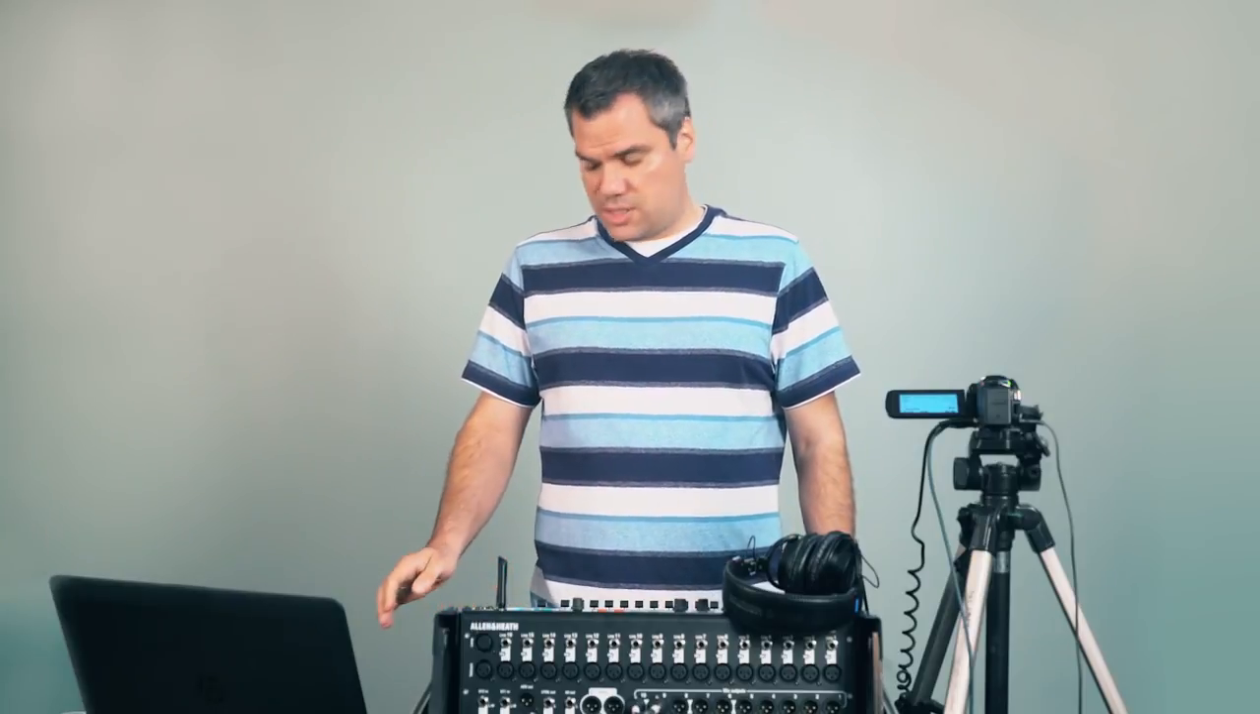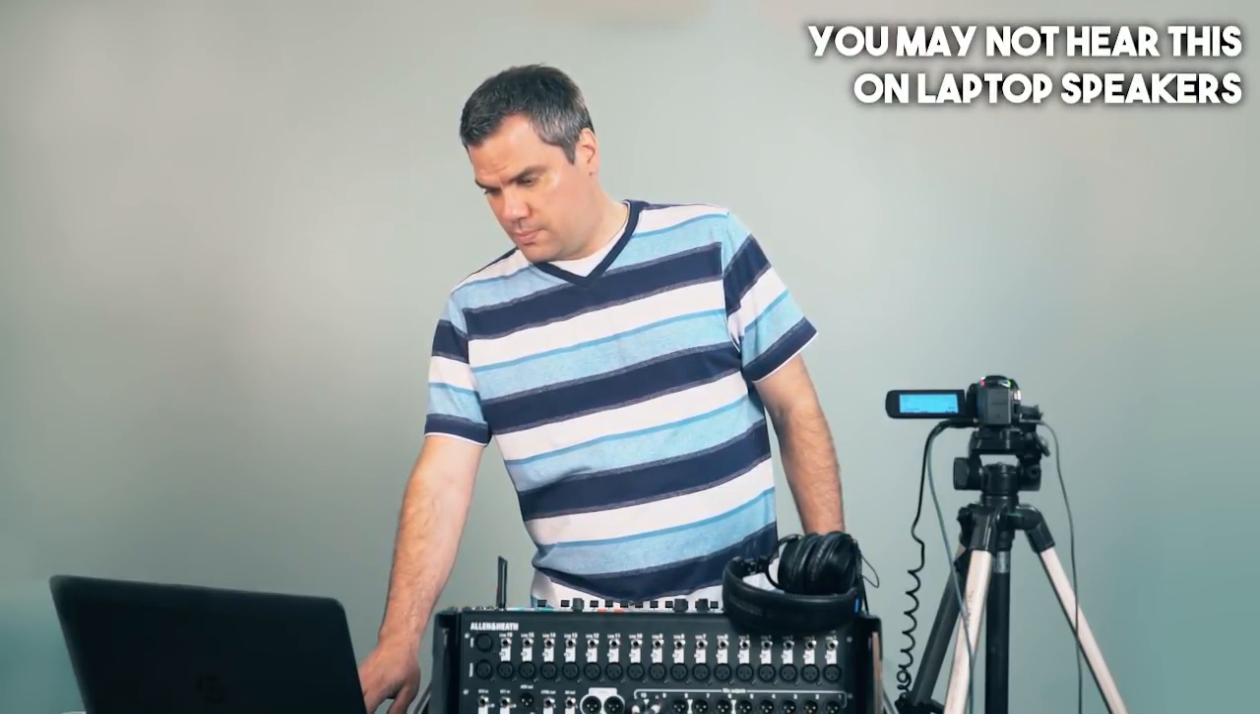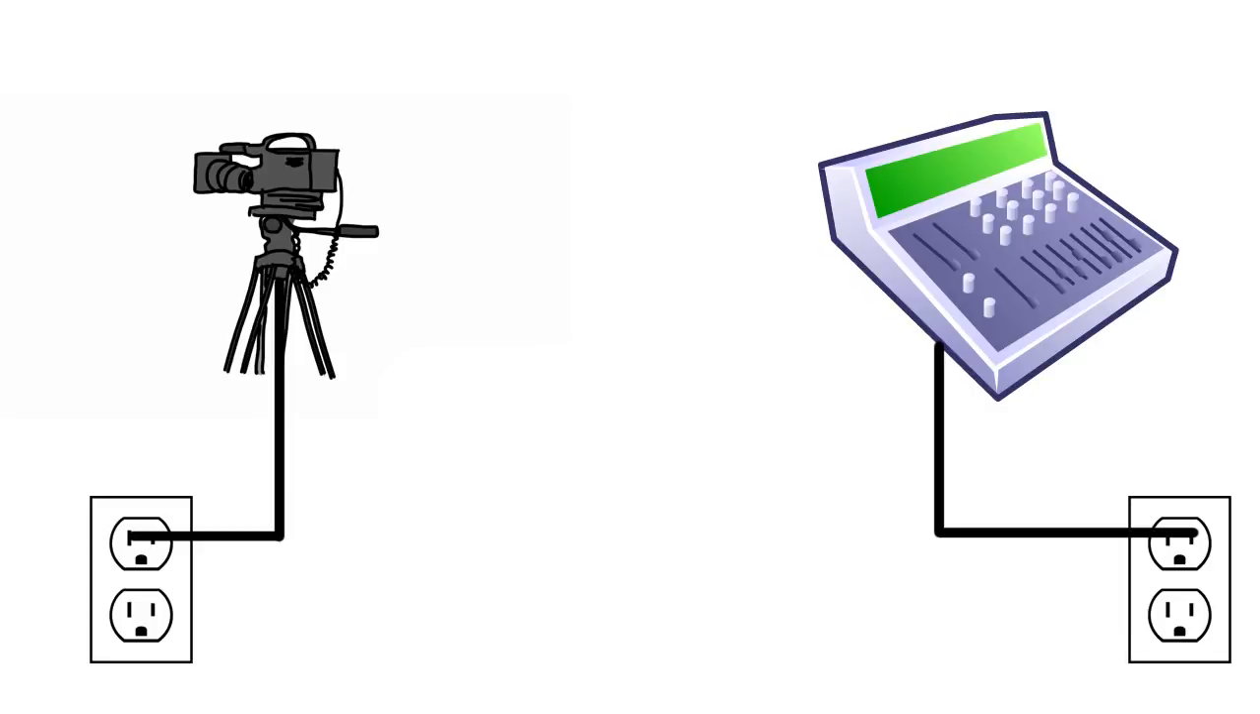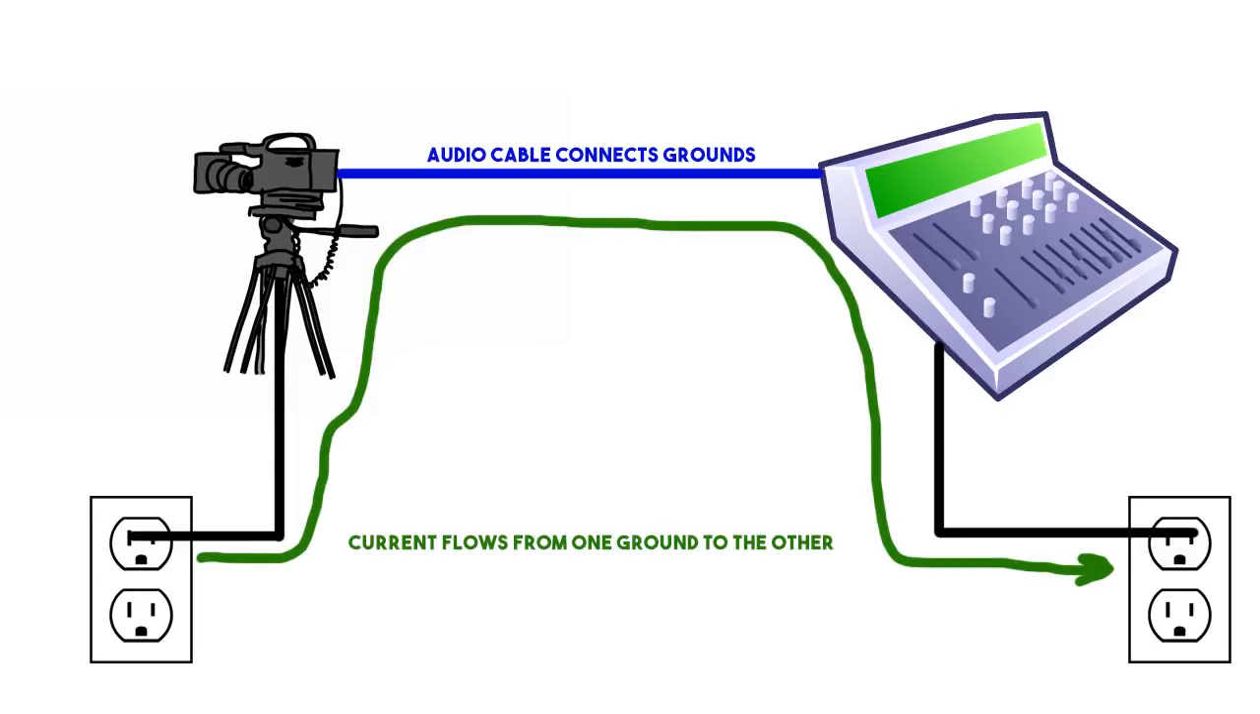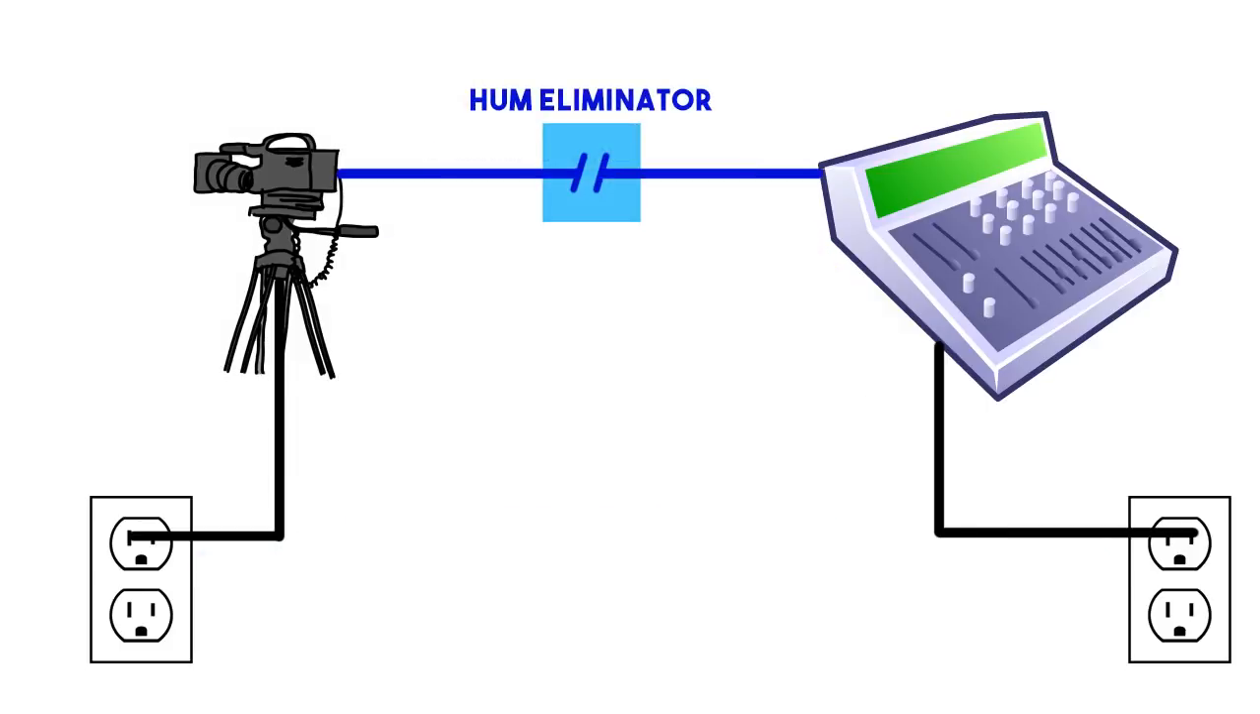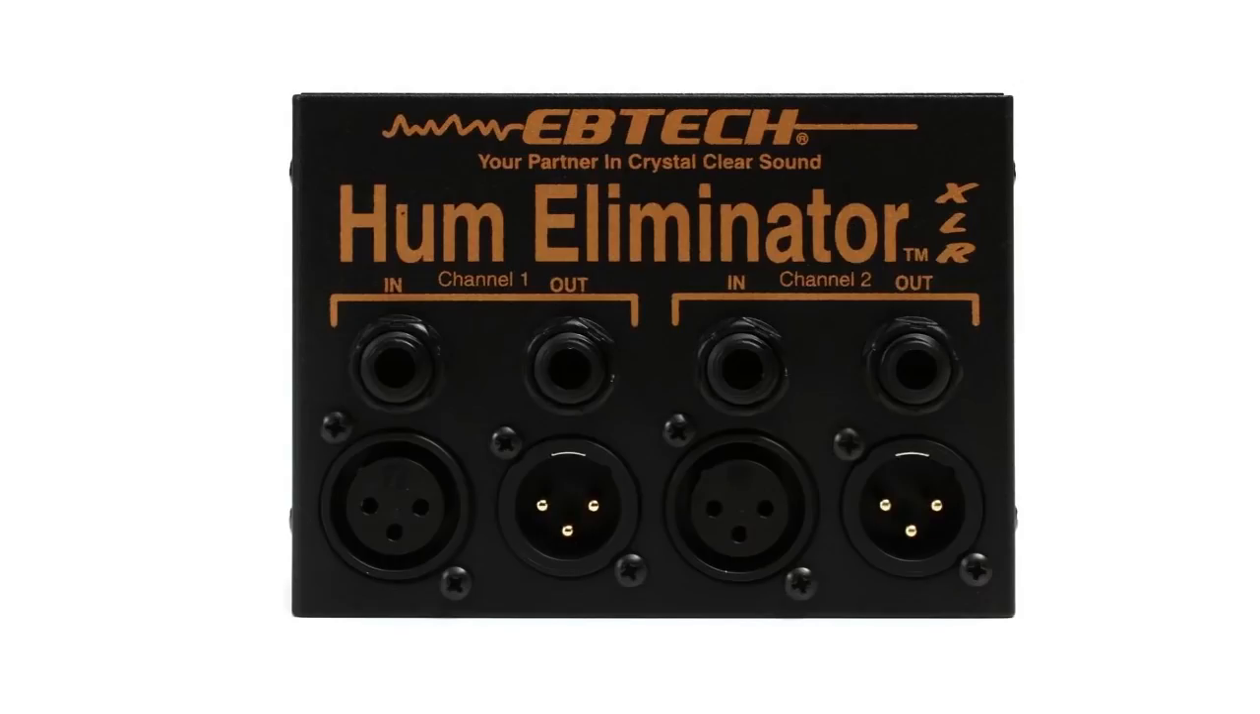The second thing you may need to do is take care of any ground loop that occurs between your camera and mixer. A ground loop sounds something like this. It occurs when 2 devices are plugged into different outlets that have a ground at a different voltage potential. And when you connect their grounds together through an audio cable, a current flows through the cable from one ground to the other, creating the buzz. The easiest way to fix this is by putting a hum eliminator in line between the devices. I really like the EBTech HE2 because it has both 1/4 inch and XLR connectors, which you can use to do any connector conversions you need between your mixer and camera.